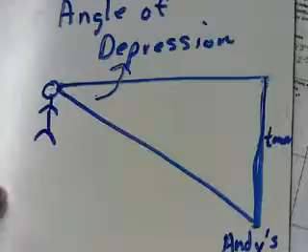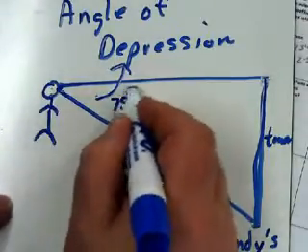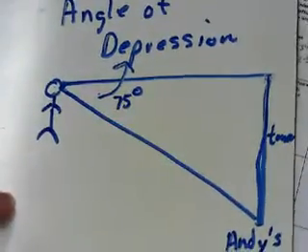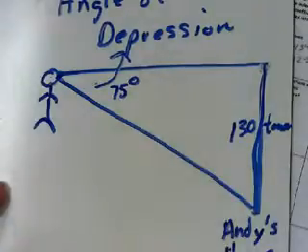This angle of depression is about 75 degrees. Water tower is about 130 feet. I think it's something like that.